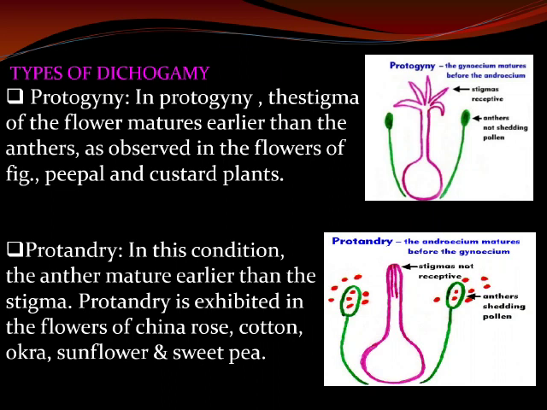And protandry, you can see the picture. In this condition, the anthers mature earlier. Proto means first, andry means androecium. Androecium matures earlier than gynoecium. In this condition, anthers mature earlier than the stigma. So, protandry is exhibited in flowers of China rose, cotton, sunflower, sweet pea, etc.